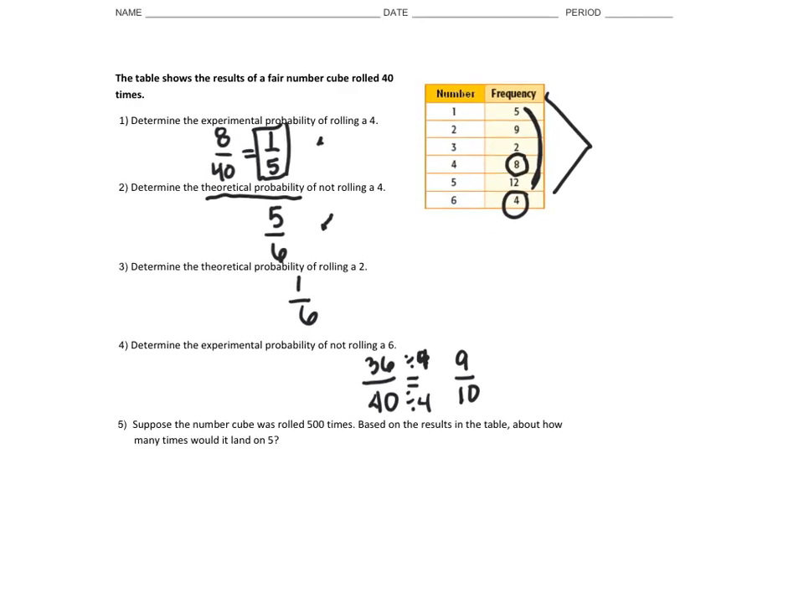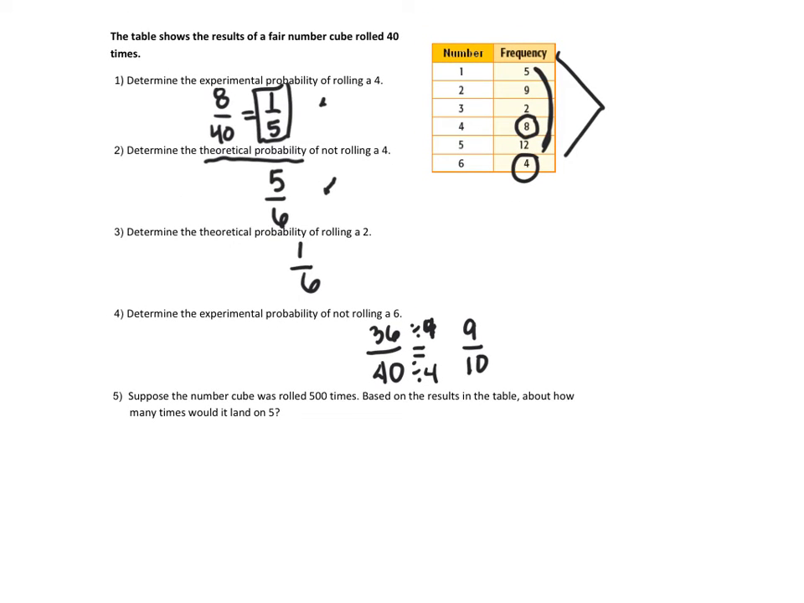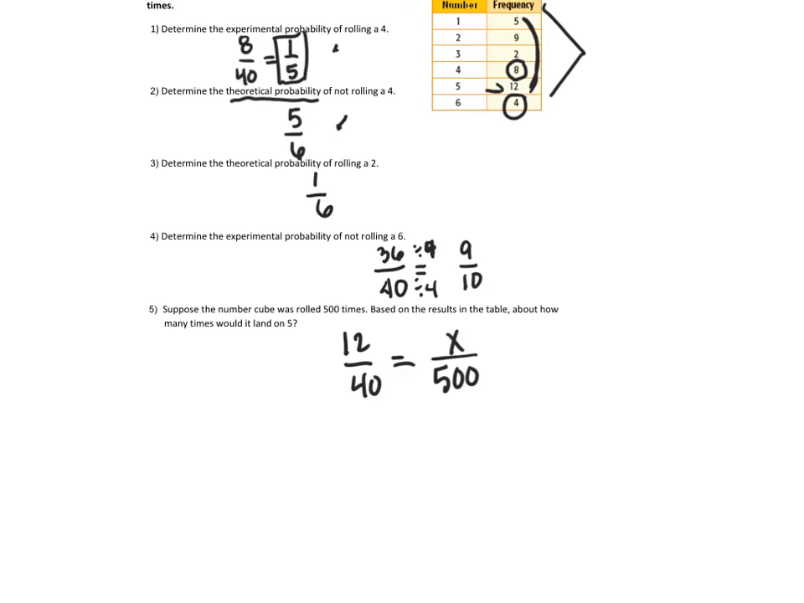And then suppose the number cube was rolled 500 times. Based on the results in the table, about how many times would you land on a 5? Well, we landed on a 5, 12 out of 40. So how many out of 500? Now, you could simplify 12 out of 40, or you could just cross multiply: 500 times 12, divide by 40. That's probably what I do. Or I could simplify 12/40ths, and it would be 6/20ths, 3/10.